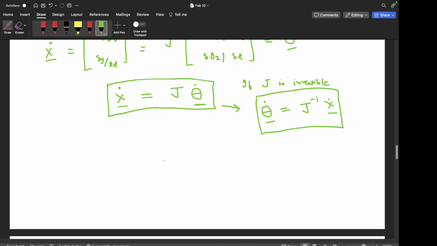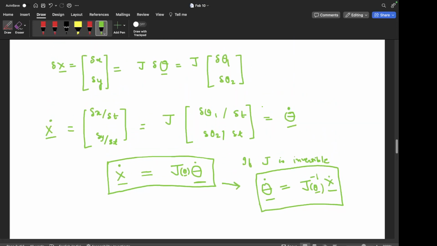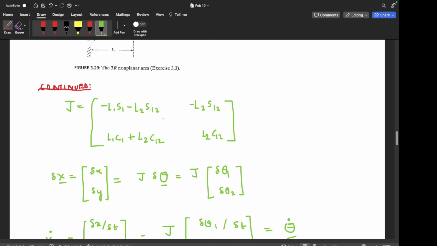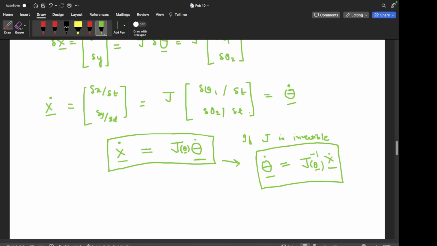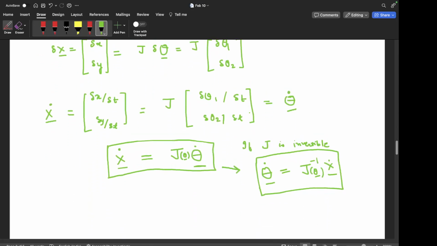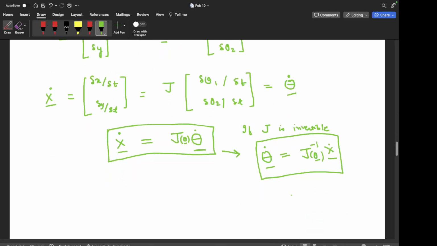And for completeness' sake, I should write that J is not a constant matrix. J is still a function of theta, because there are sines and cosines of theta 1, theta 2 here. So at different configurations, the Jacobian matrix will change. It's not that the Jacobian of the end effector is always the same. It depends on the configuration of the manipulator. Okay, so let's spend some time on this expression now.